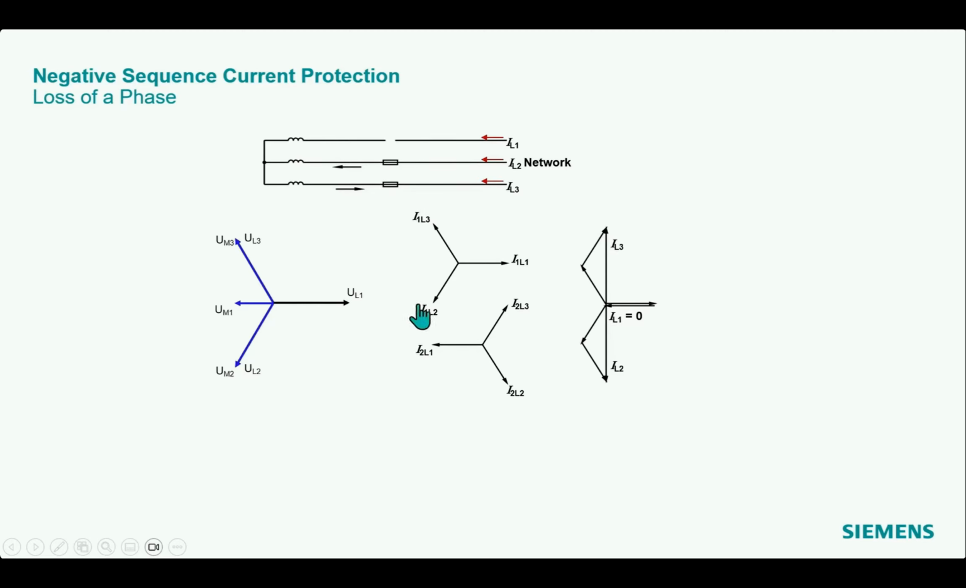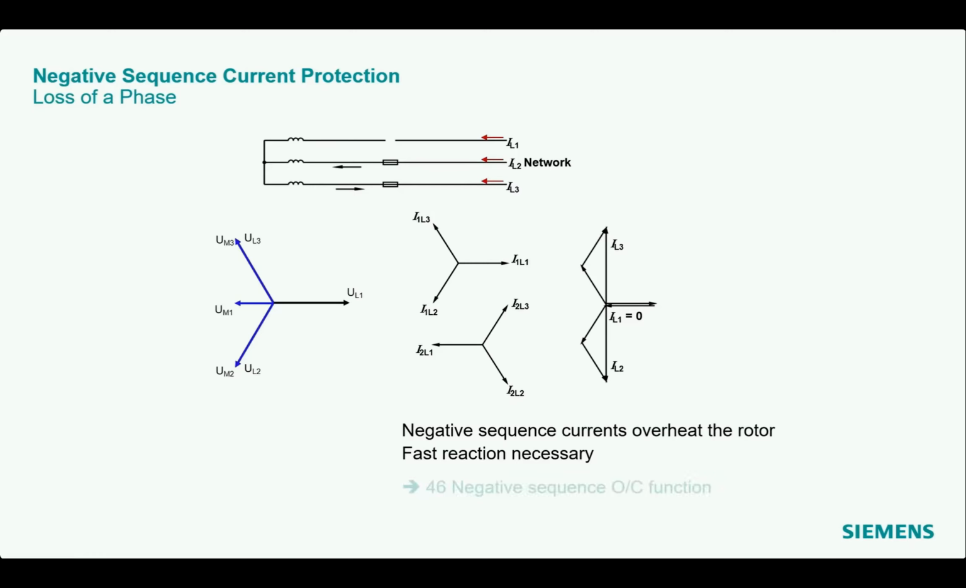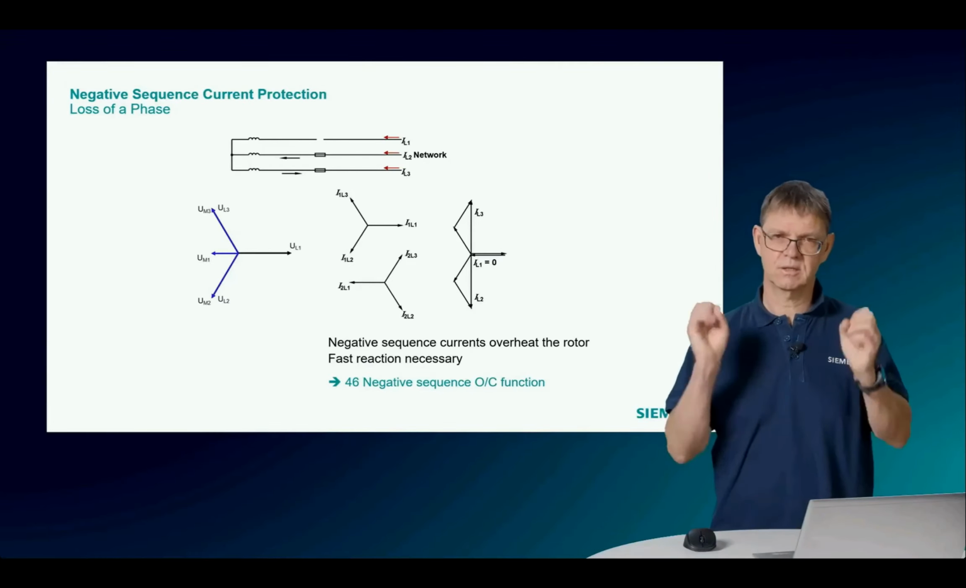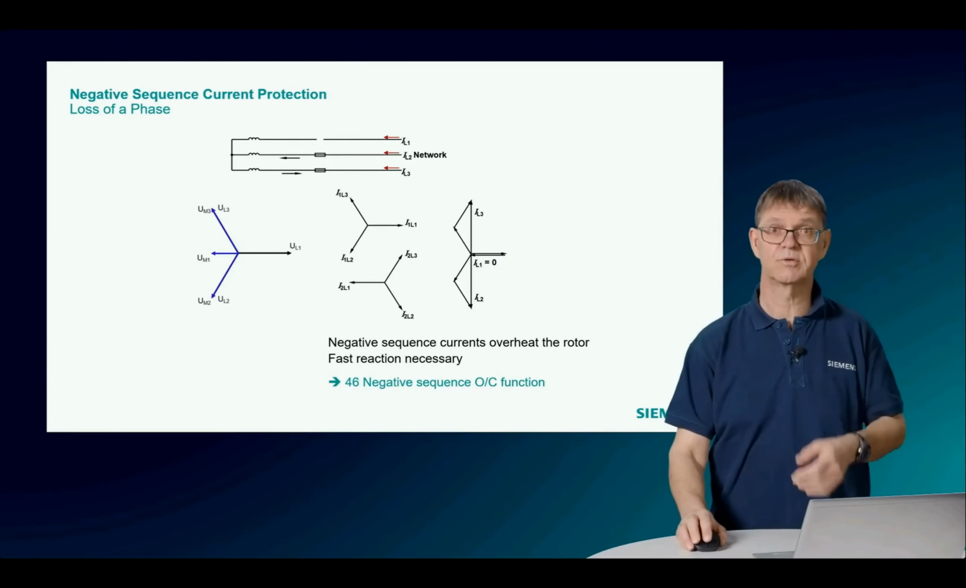And this negative sequence current has a very bad influence on the rotor. It heats up the rotor very fast. And here we need to trip in a fast time. Therefore, we use here a simple negative sequence overcurrent protection function, which I set to a few seconds maximum, because if this situation is there, then I can trip immediately, and I need to trip immediately.